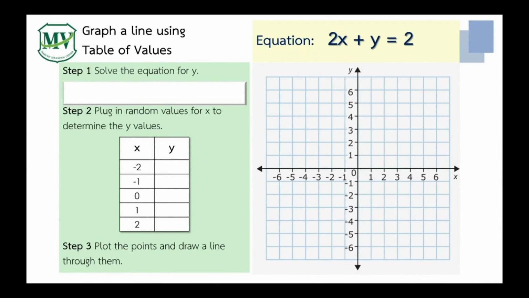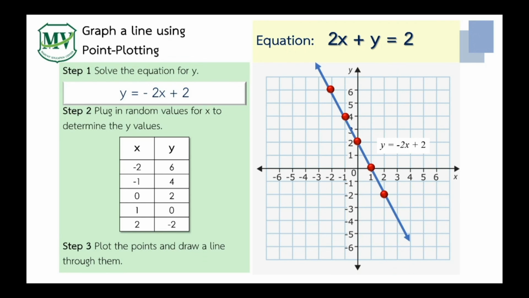Problem number 2. Graph 2x plus y equals 2. Please pause this video to answer. Let's check. y equals negative 2x plus 2. Let's graph the coordinates negative 2, 6, negative 1, 4, 0, 2, 1, 0, and 2, negative 2. Connect the dots, and this is the line of y equals negative 2x plus 2.